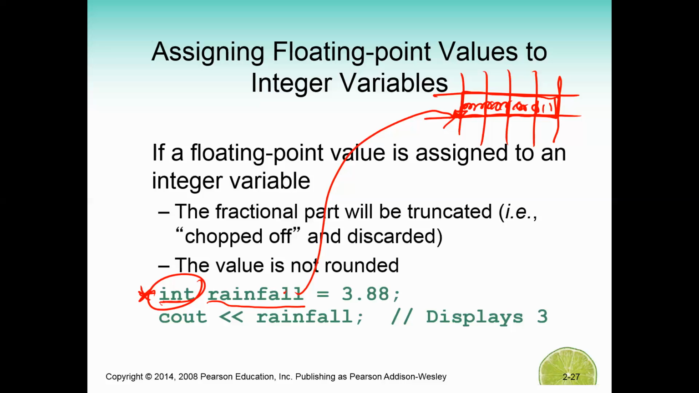It's going to truncate it because we have an int. We're saying this is an int, so remember, that name is saying a lot. It's saying how much area and what type of values we're going to be placing in there. And the name rainfall is going to be a pointer at the beginning of that big area. So when I say cout rainfall, this again is going to be pointing at that. It remembers that it's an int, so it brings those bits, and they are going to have the value of a 3, not 3.88.